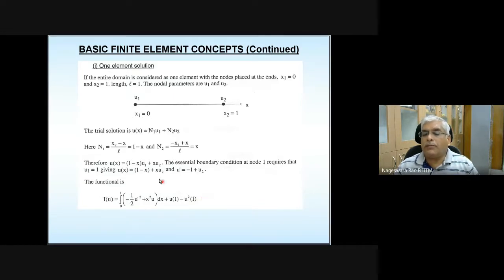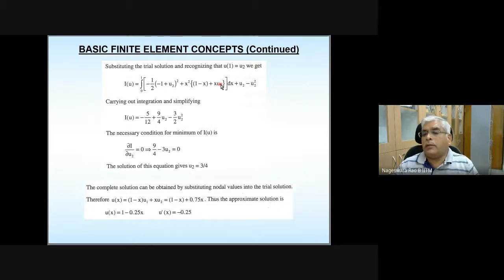So plug in all this information. Wherever u prime is there, you plug in this one. Wherever u is there, you plug in this quantity. And u evaluated at x is equal to 1 is nothing but u2. This is u2 square. Substitute all this information here, do the integration and find the equivalent functional. If you do all that, the equivalent functional looks like this. Apply the stationarity condition: partial derivative with respect to u2 is equal to 0. Determine u2.